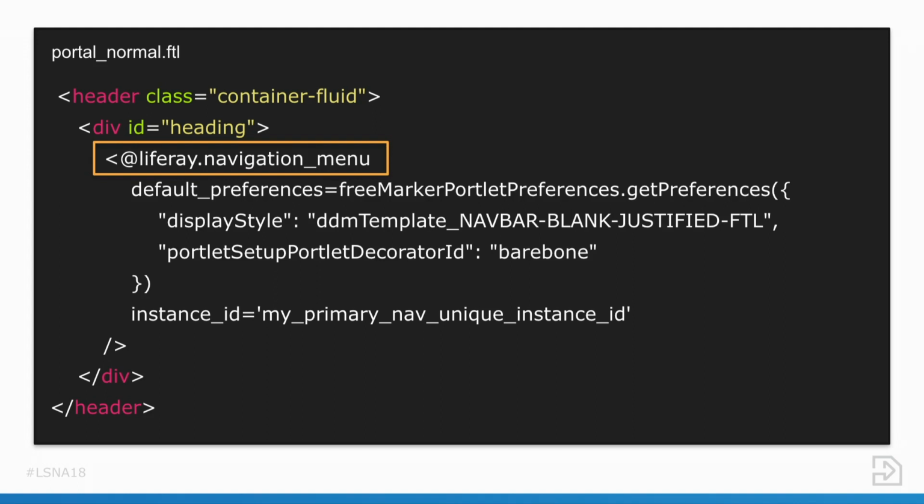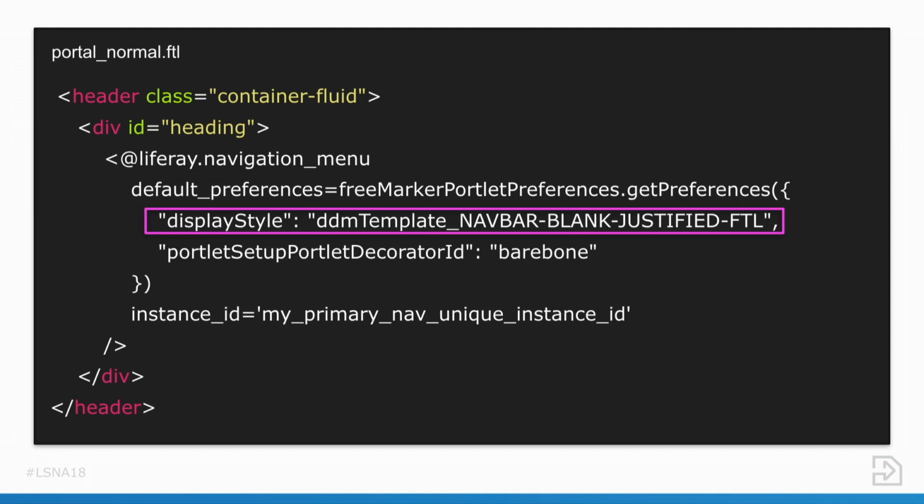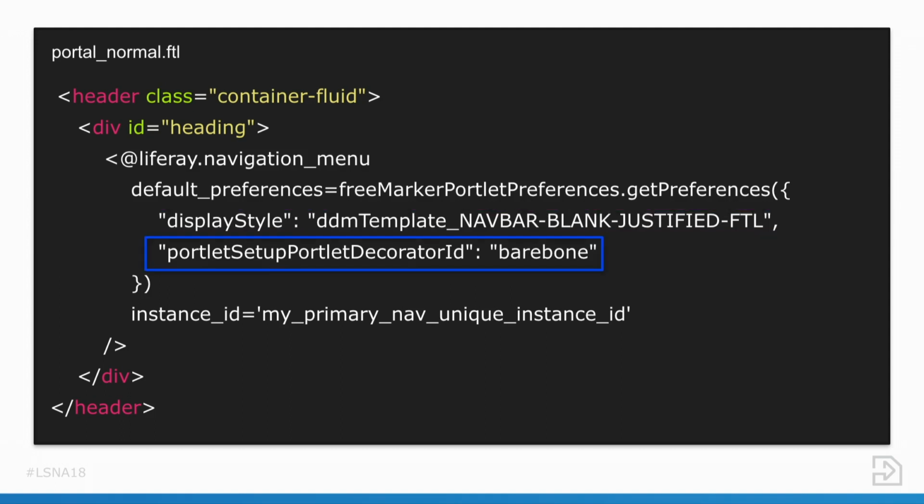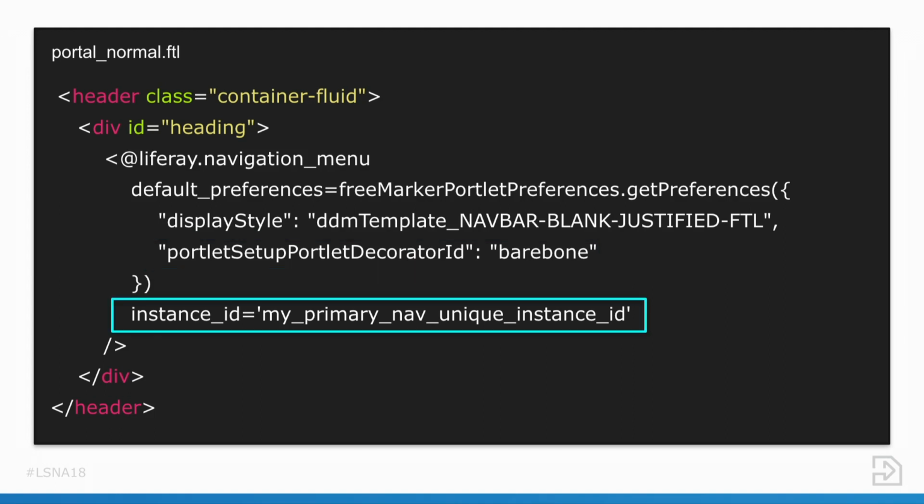There are two properties you can set, default preferences and instance ID. Inside default preferences, you set the ADT using this display style key. And then you can also set the portlet decorator. We use barebone here. I think the default ones are borderless and decorate. And then the last one is the instance ID. So every portlet has an ID, and if you pass something in here, it'll namespace it by adding it to the end of the ID.